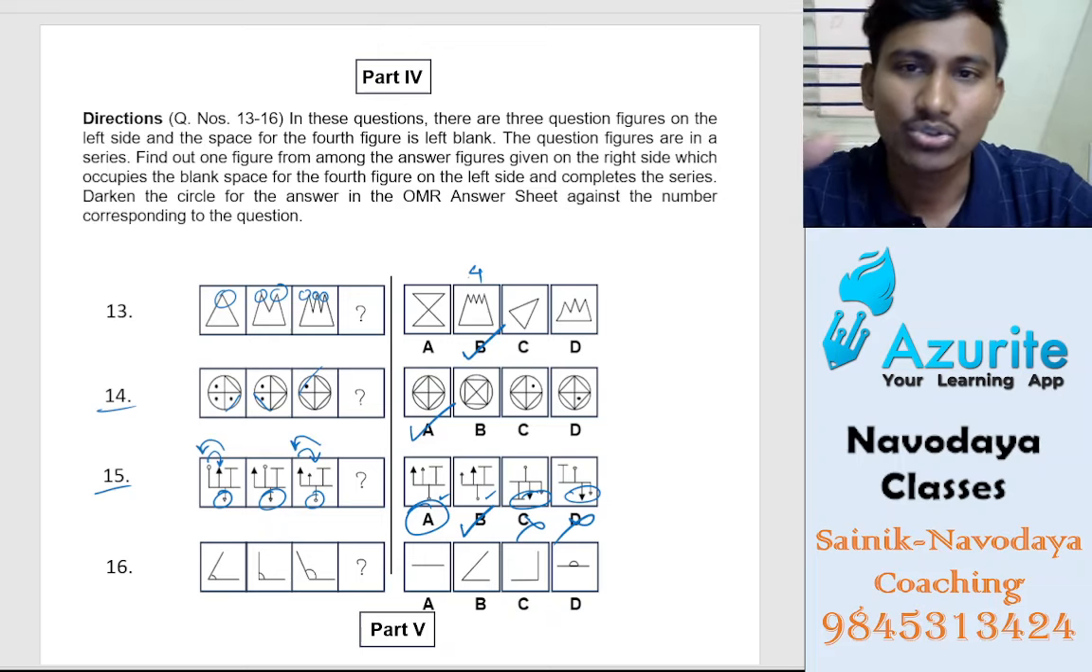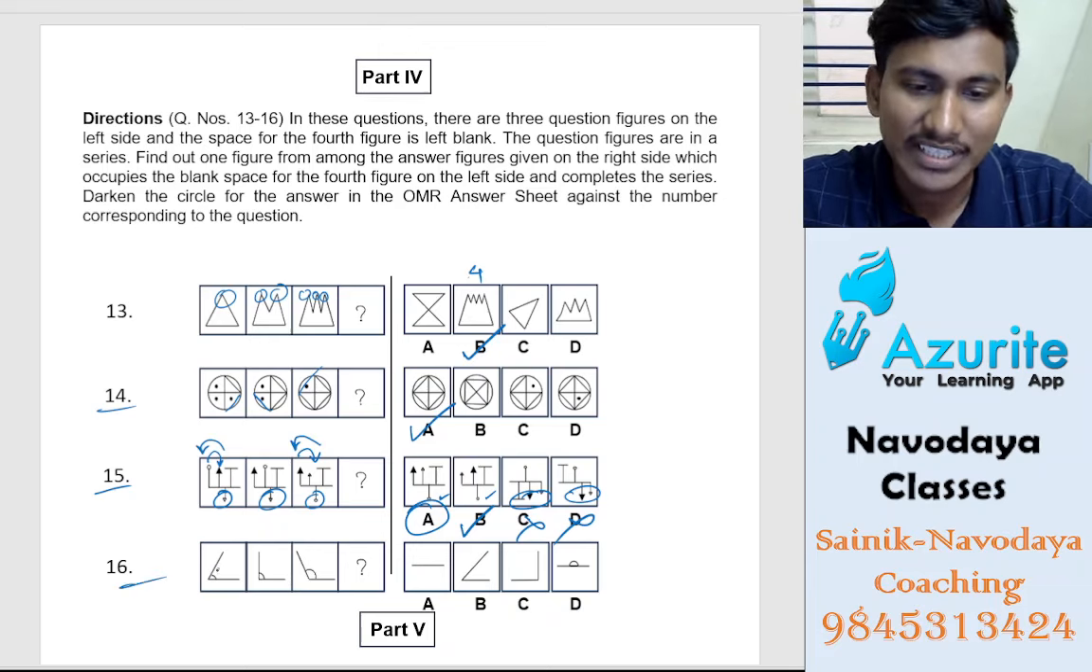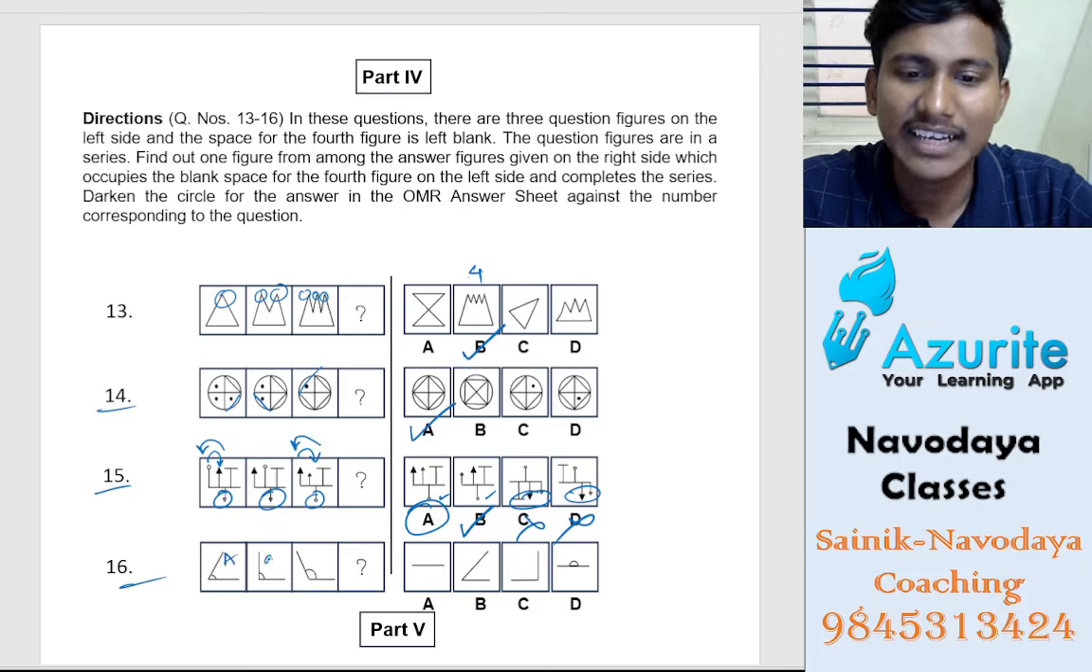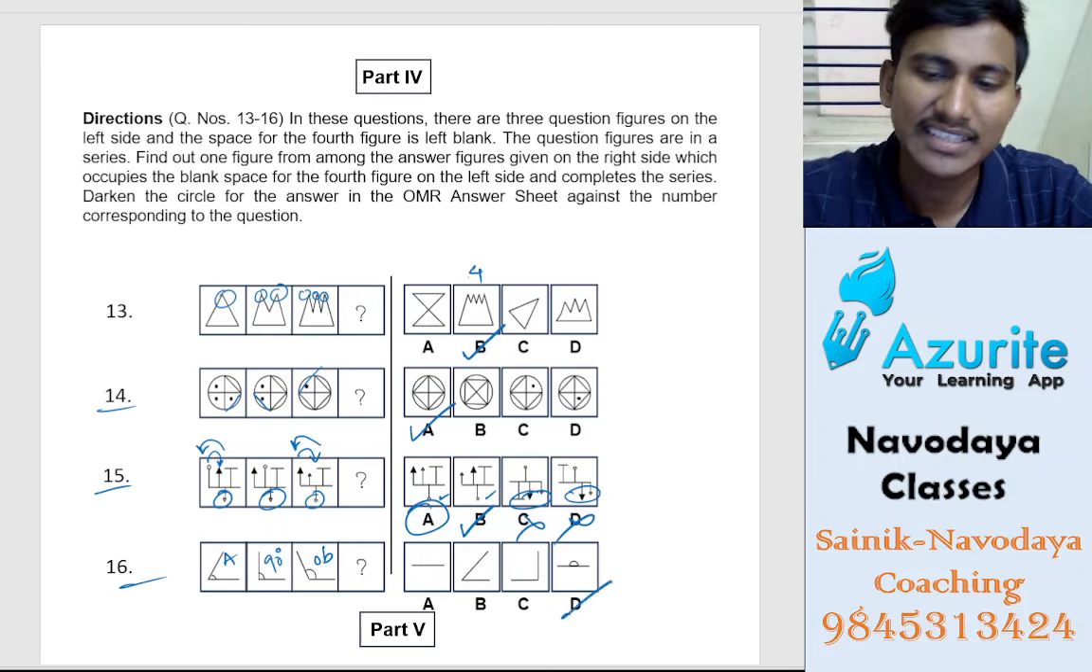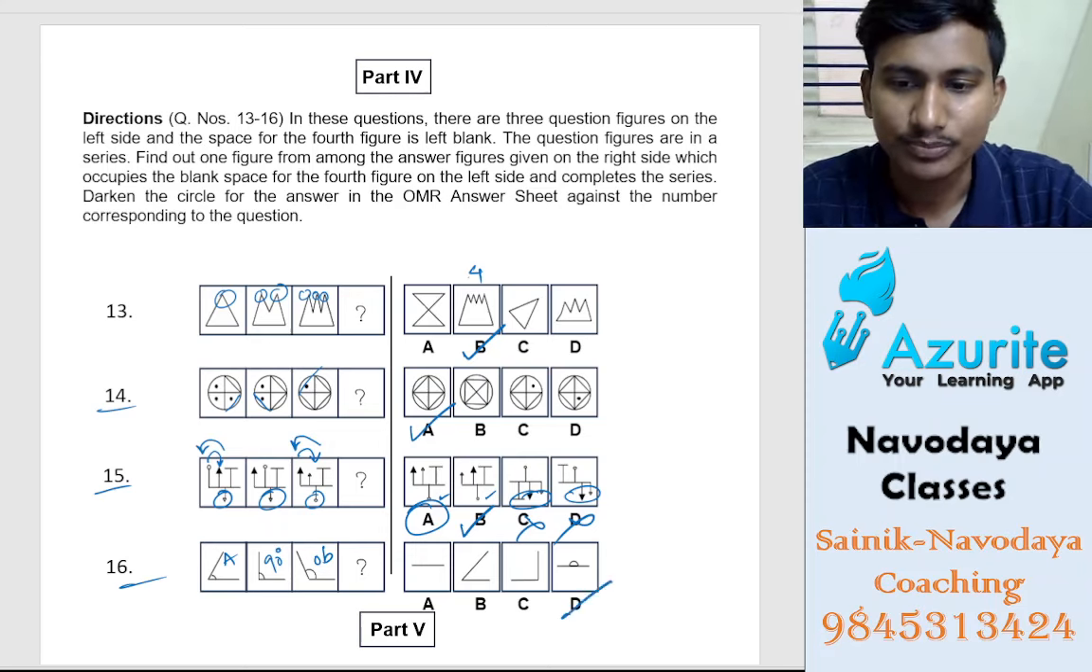Very easy. So that is series here. Okay, now 16th answer. What is happening? Angle. So it is acute angle. This is acute. This is 90 degree. This is obtuse, and then it will become straight line. That is option D is the answer, right? That is how you do.